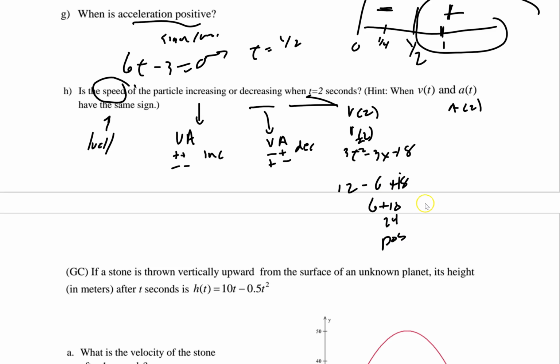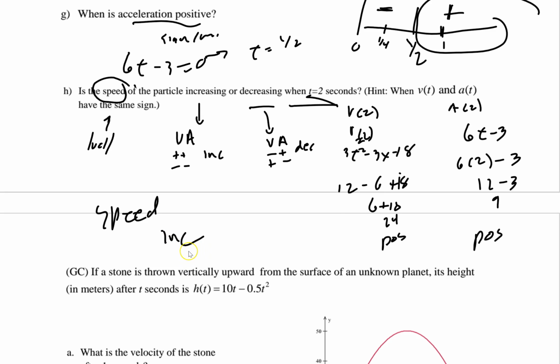Let's check acceleration. If we get the same sign, then it's increasing. If we get different signs, it's decreasing. The acceleration formula is this. Plug in the 2: 12 minus 3 is 9. So this is positive. So speed is decreasing at t equals 2 seconds. Very important: it's not always just that at 2 seconds speed is increasing.